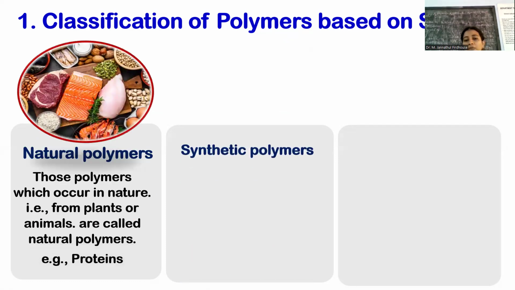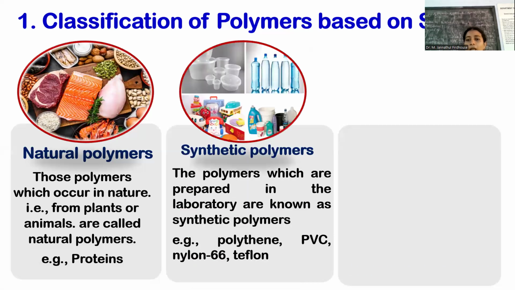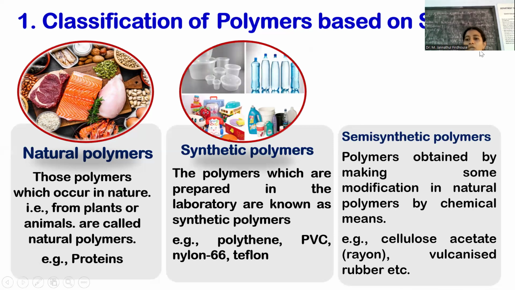The next one will be synthetic polymers. These polymers which are prepared in the laboratory are known as synthetic polymers. Example, polyethylene, polyvinyl chloride, etc. The next one will be semi-synthetic polymers. These polymers are obtained by making some modification in the natural polymers by chemical means. Example, cellulose acetate, vulcanized rubber, etc.